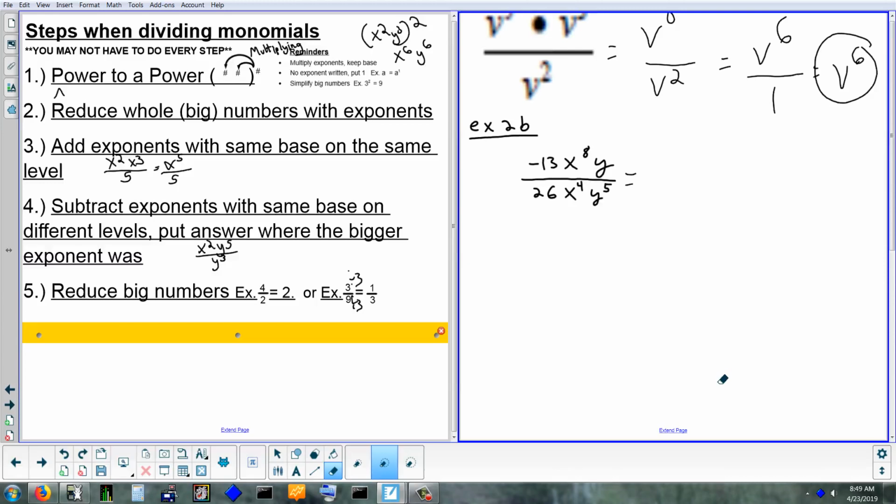Subtract exponents with the same base on different levels. So you can do 8 minus 4 from the x's. Yeah. The negative 13 and 26, I can't do anything with those right now. I'm not at that point. So I'm just going to bring them over and write them down. You just said I got x to the 8th and x to the 4th. What am I going to get? Where's it going to go, top or bottom? Bottom. I mean top. Top. Yes.